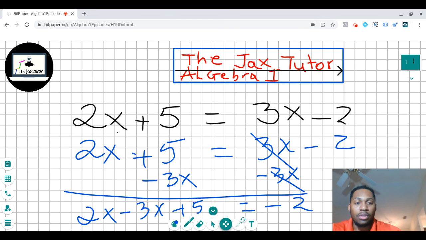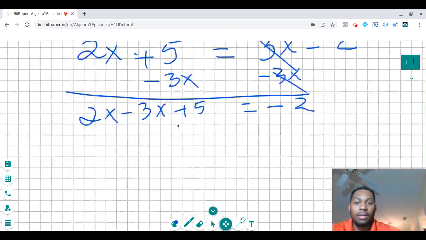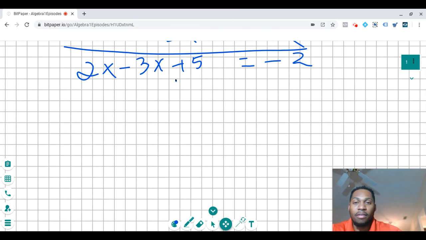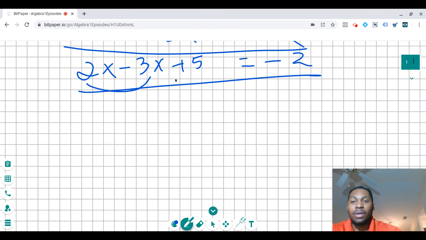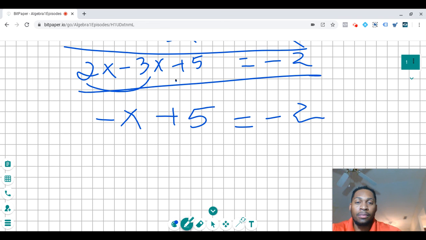So now let me scroll the screen up for a little bit. So what are you left with? So this is the equation that we're solving for now. So 2x minus 3x is minus x plus 5 is equal to minus 2. So now we're going to subtract 5 from both sides of the equality. So we're going to have minus x plus 5 minus 5 is equal to minus 2, negative 2 minus 5.